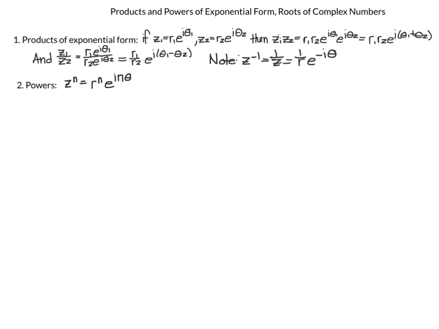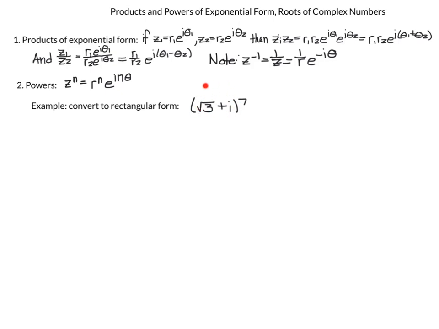Now that we've reviewed the products of the exponential form, we can look at the powers of a complex number. So z to the n will be equal to r to the n e to the i n theta. Our first example will be to convert to rectangular form square root of 3 plus i, all raised to the 7th. In other words, the 7th power of this complex number square root of 3 plus i.